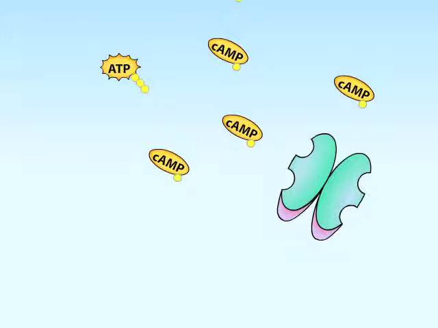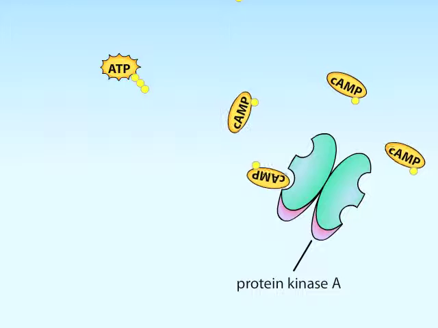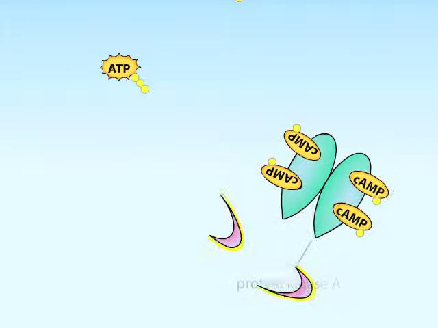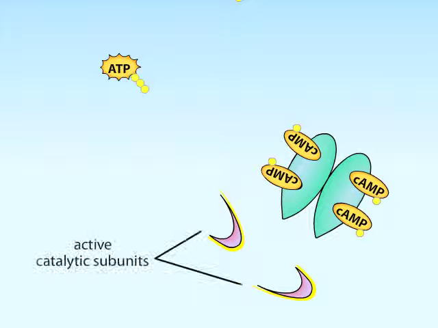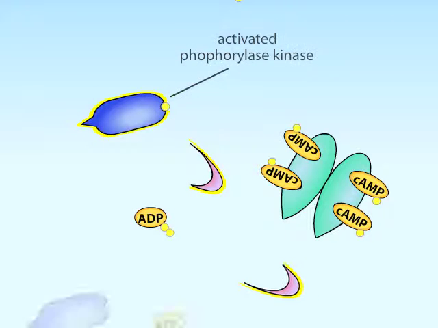The cyclic AMP molecules produced by adenylyl cyclase continue the signaling cascade by binding to an enzyme called protein kinase A. This binding causes protein kinase A to separate into subunits, two of which are catalytically active. The activated protein kinase A subunits perform chemical reactions in which they add phosphate groups to another type of enzyme called phosphorylase kinase. The addition of the phosphate groups activates phosphorylase kinase.